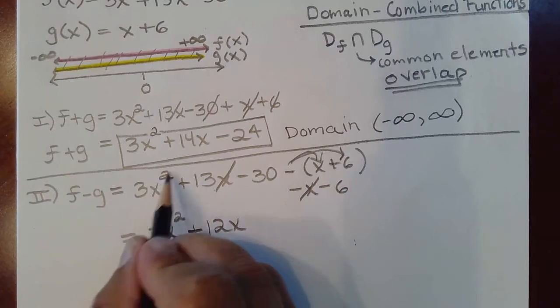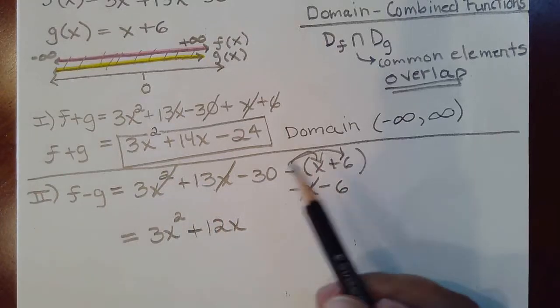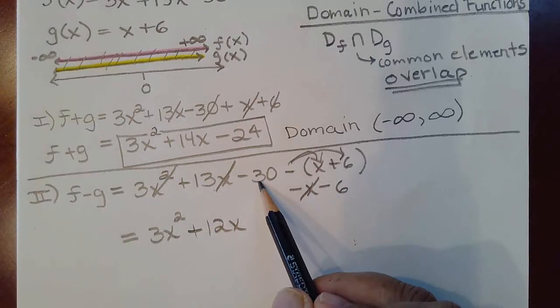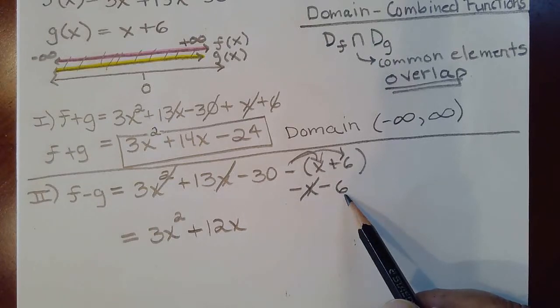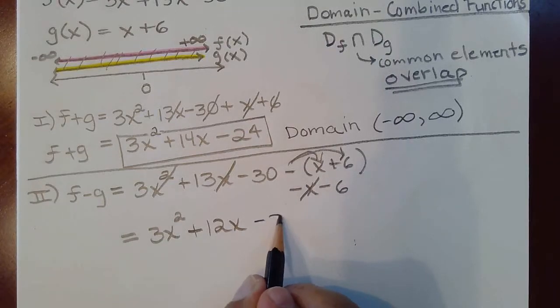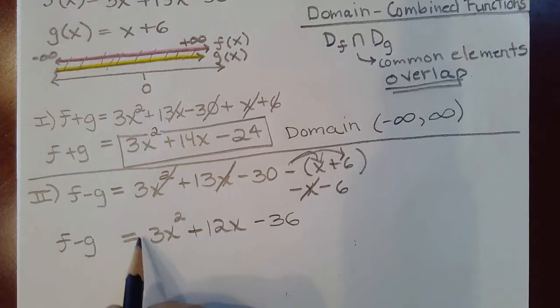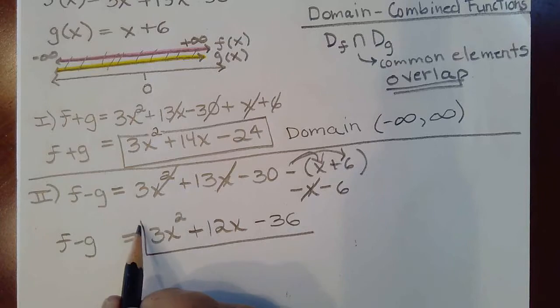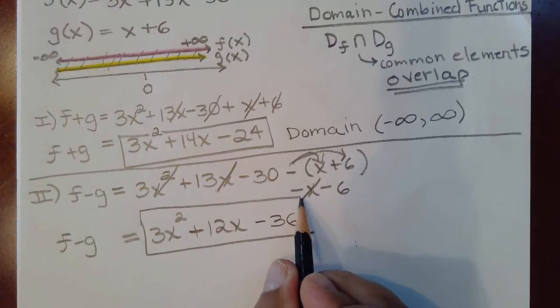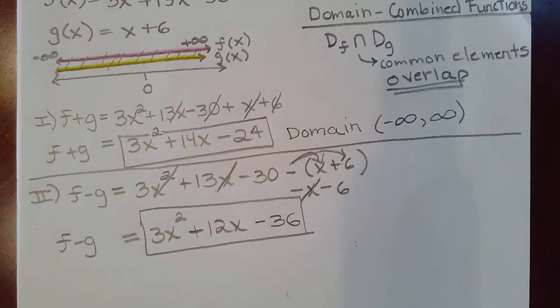So the linear terms have been combined. And then we have negative 30 combined with negative 6, and that would be negative 36. So the functions combined through subtraction is 3x squared plus 12x minus 36.